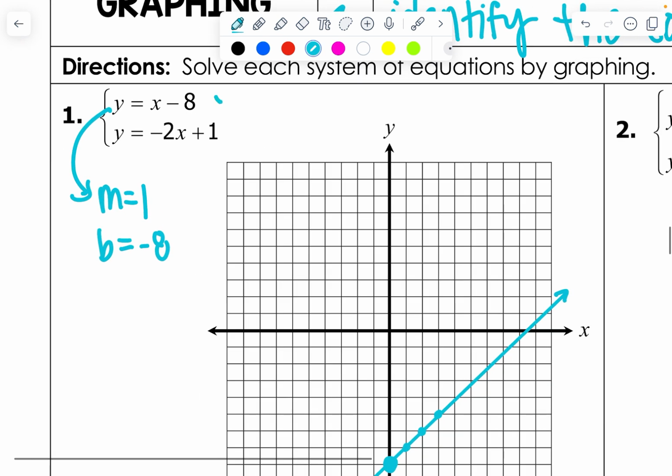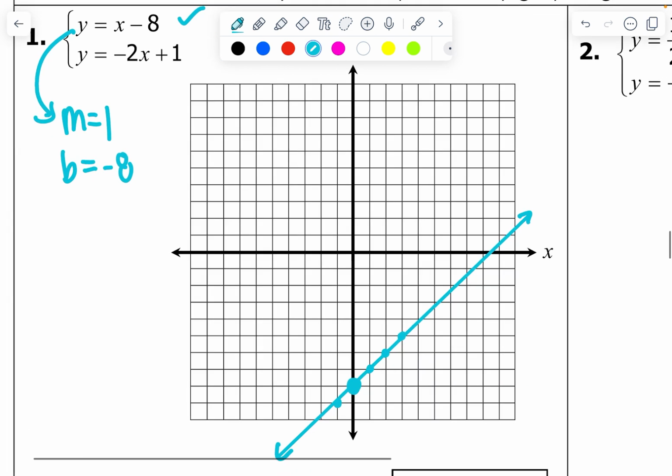Okay, so this one is finished. Now it's time to graph the other one. This one has a y-intercept of +1 and a slope, I'm going to do this one in a different color actually, and a slope of -2.